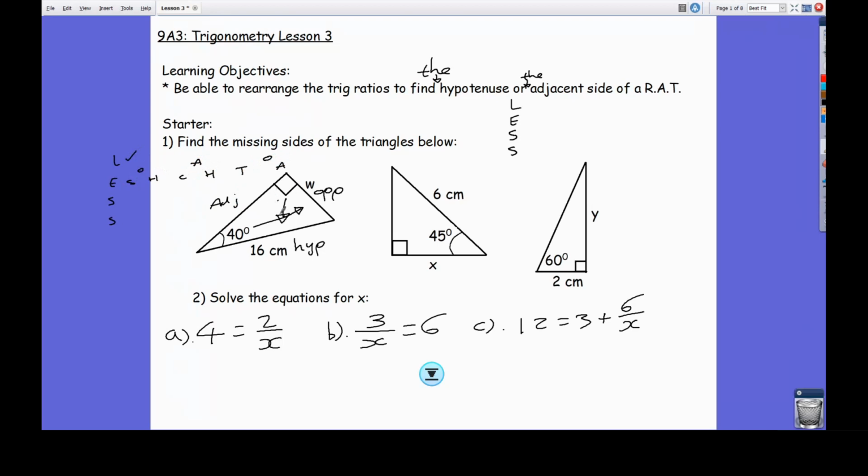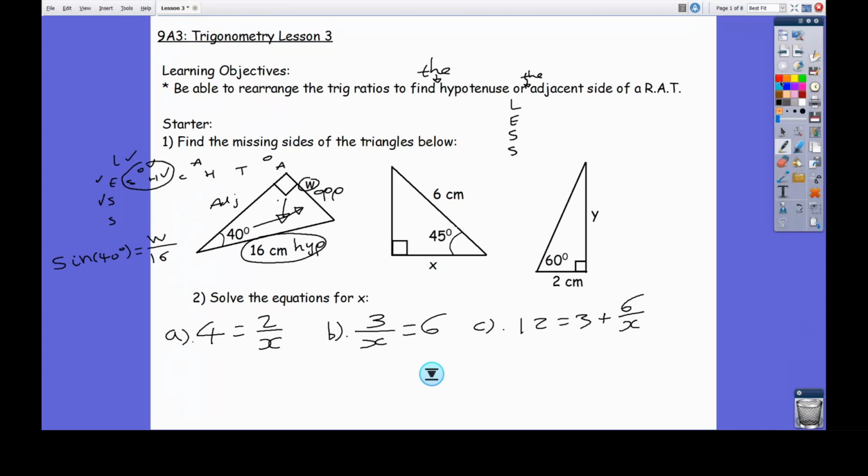So let's see, I want to find the missing side, W. So I want W, which is the opposite, and I've got the hypotenuse. So that means I'm going to use sine. These ones only get one tick, so I would use sine. So that's my equation. And indeed, I've now selected my equation, so I can form an equation for W. So I can write sine of 40 degrees is equal to the opposite, which is W, over the hypotenuse, which was 16.